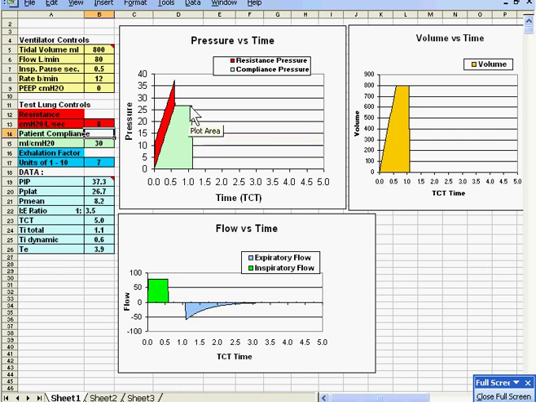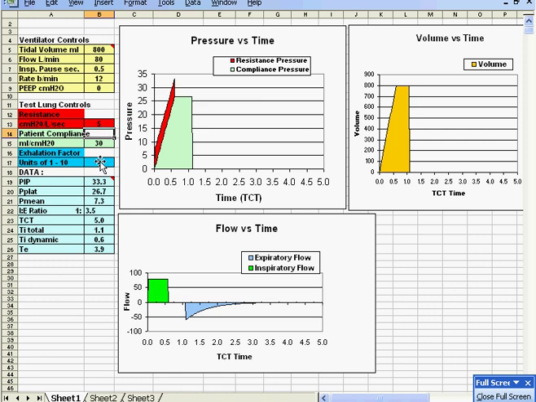The P-plat did not change. We didn't change the volume of gas we put in. We didn't change the flow rate or the rate that we put that gas in. But that, of course, would change or affect the PIP.